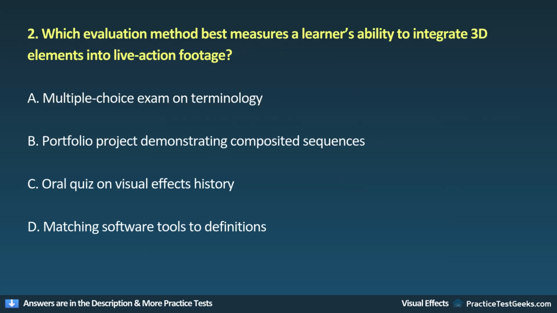2. Which evaluation method best measures a learner's ability to integrate 3D elements into live-action footage? A. Multiple choice exam on terminology. B. Portfolio project demonstrating composited sequences. C. Oral quiz on visual effects history. D. Matching software tools to definitions.